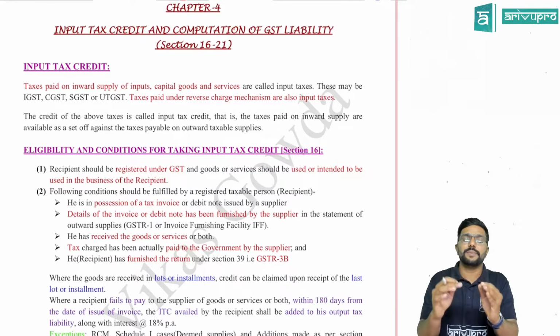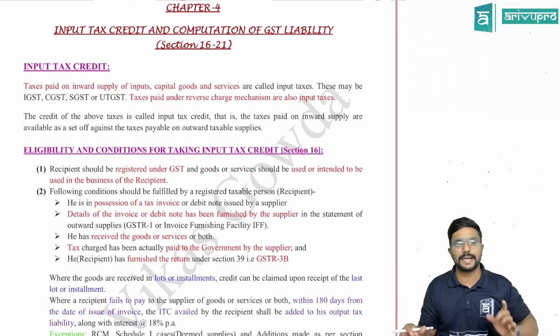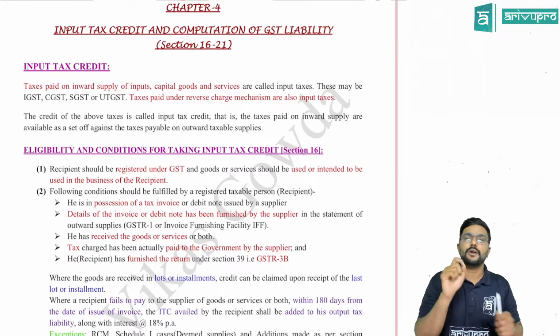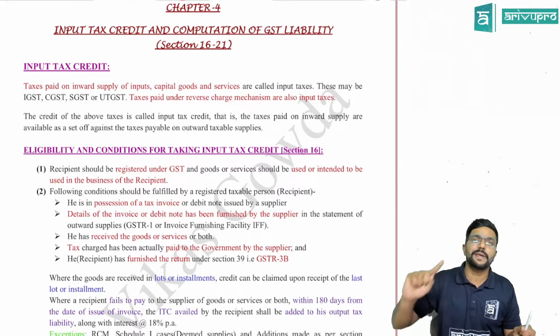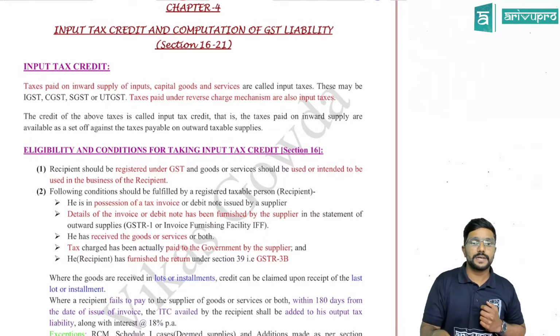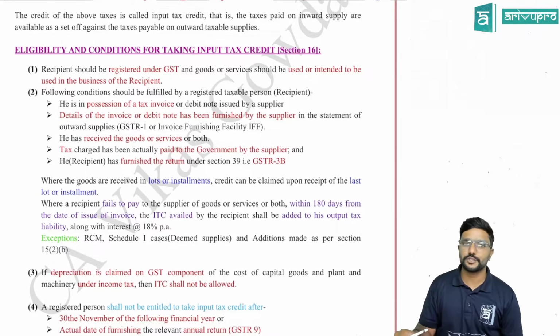And even the tax paid under reverse charge mechanism by the recipient is also called input tax, which can be utilized against the payment of output tax. And output tax here means the tax which is payable against the outward supply. So to claim the input tax credit, there are various conditions and restrictions to be satisfied.